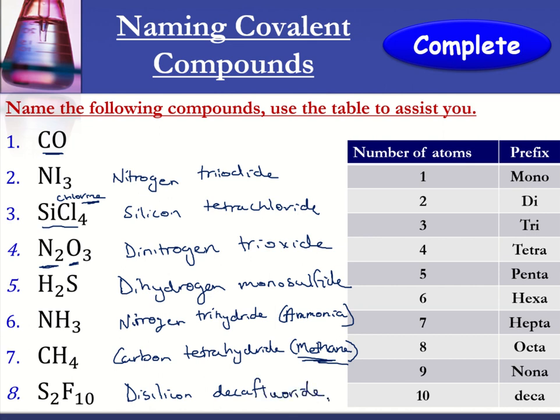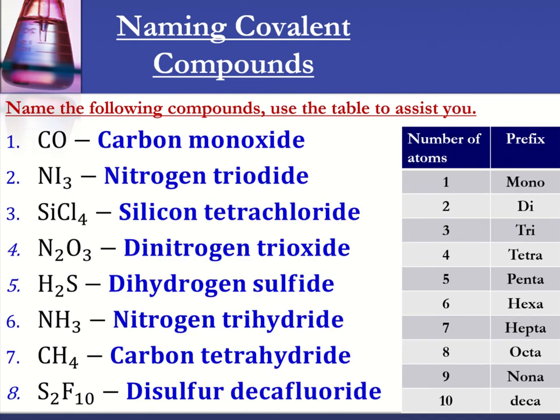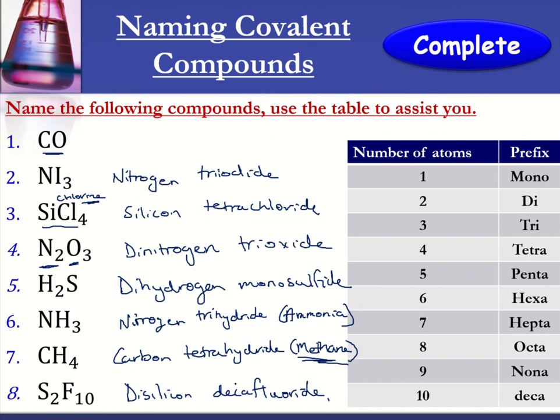Okay, so that's how you do the naming systems of these covalent compounds. And as you can see, that should be disulfur. My apologies. Silicon is Si.